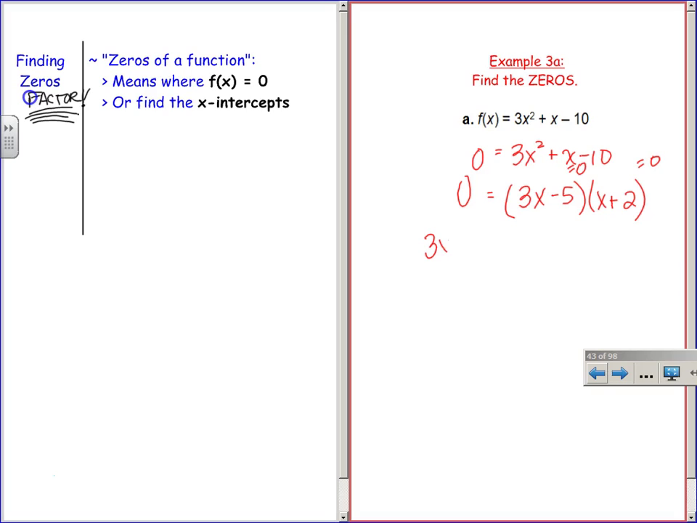So we have 3x minus 5. I know some of you guys can do this mental math. So can I. I'm trying to show the work. X is equal to, add the 5, divide by 3. Got it. X is equal to negative 2.